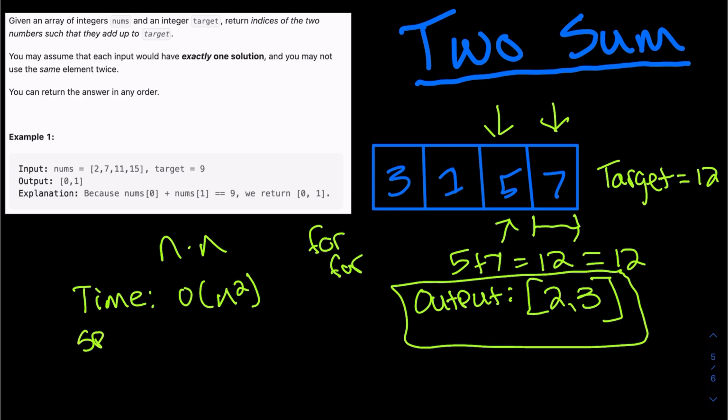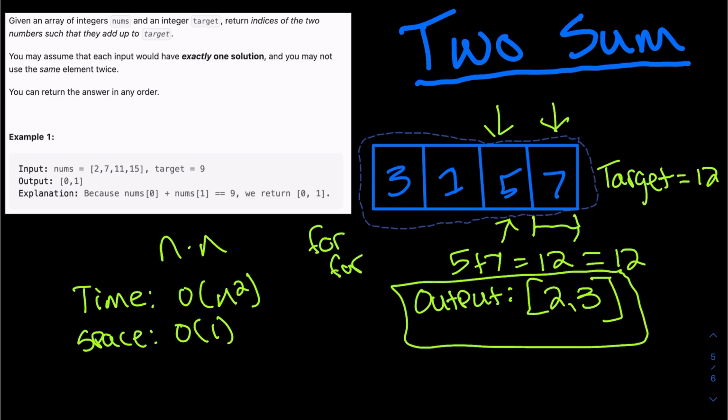As far as space complexity, we are sitting at O of 1, which is constant space complexity. This is because we did not use any extra memory to solve this problem. So right now we have the not optimal solution, the brute force solution, as some would say. How do we get that down?